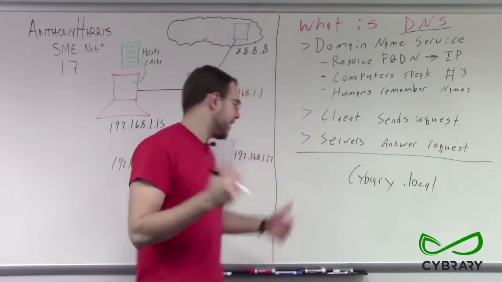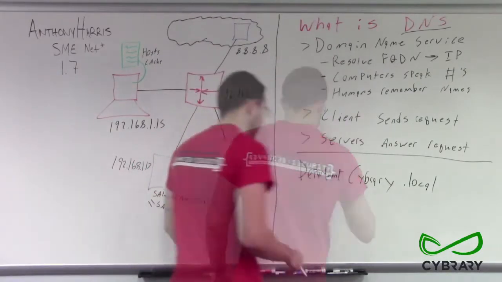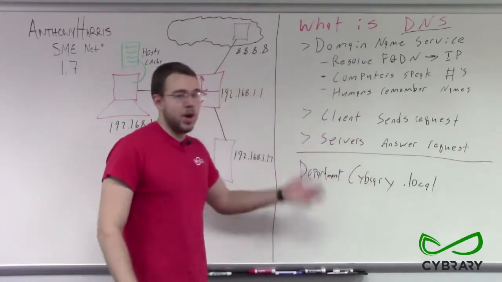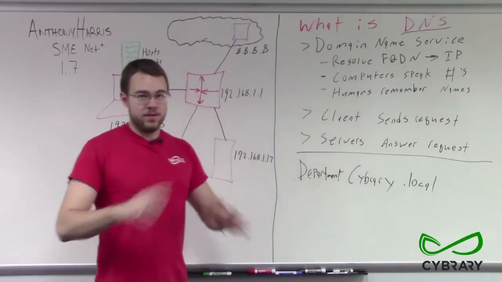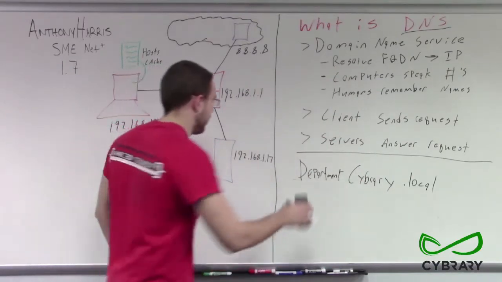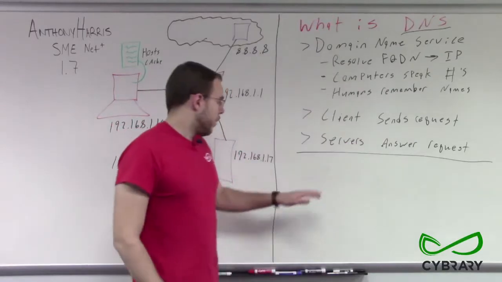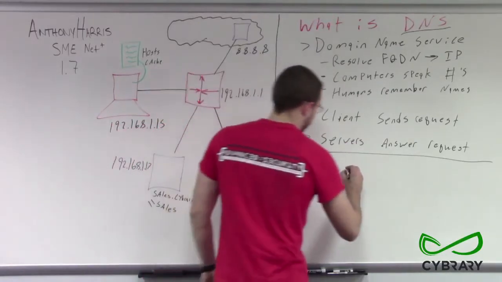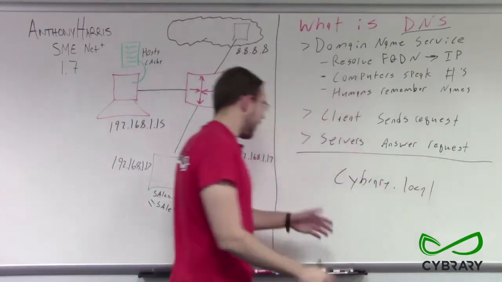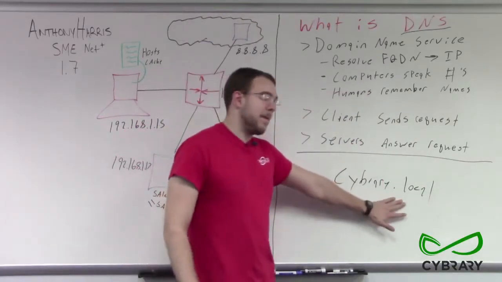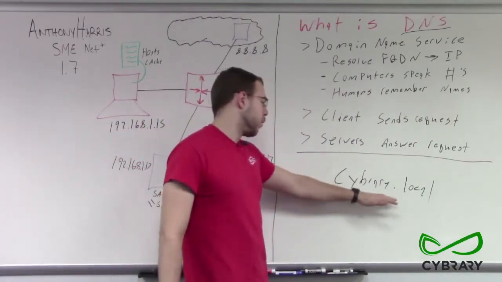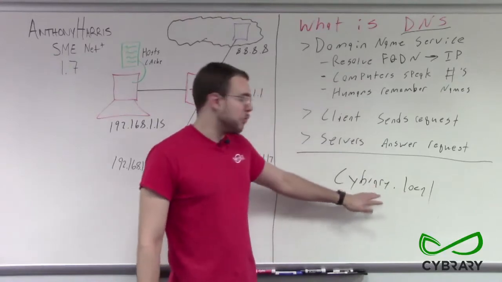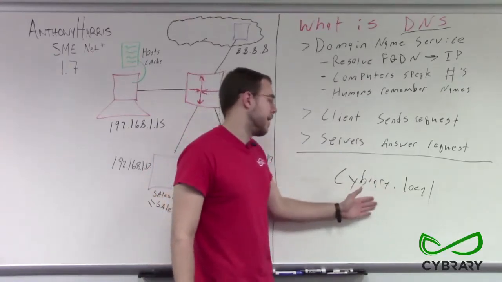And if we wanted to break that down even further, we could have department.cybrary.local and on and on and on, as some more subdomains there for us. We have our fully qualified domain name that I just inadvertently erased. So we have a domain name, and now we need to make this a fully qualified domain name. So how do we make this a fully qualified domain name?